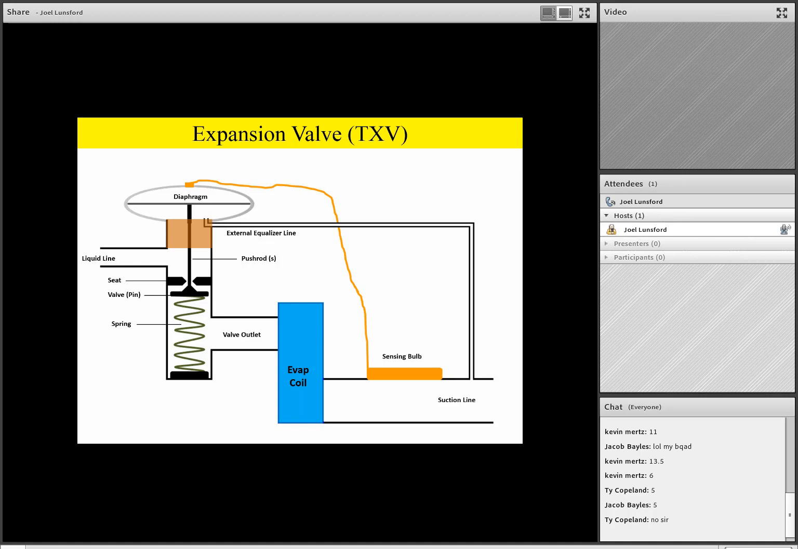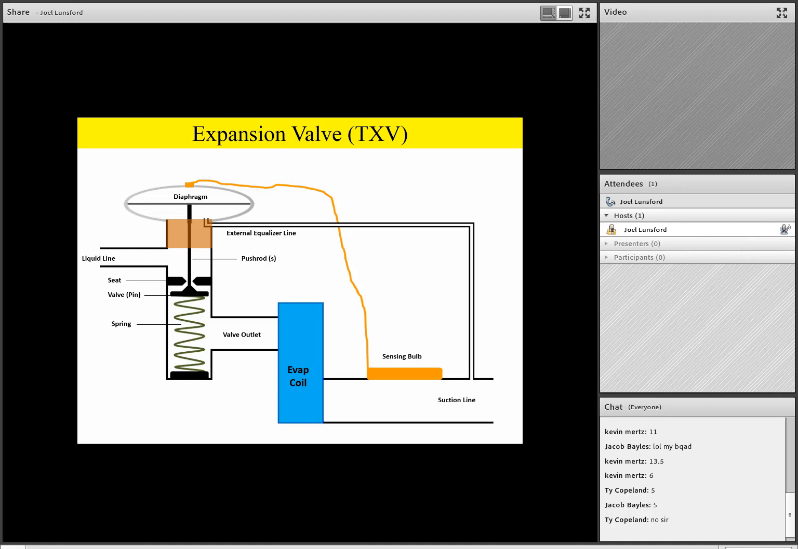As we cool the sensing bulb down, it will ease the pressure up on the diaphragm, and the spring tension on the underside of the valve assembly will start to close the valve off. As the valve closes off, it'll meter less refrigerant into the evaporator coil. It'll start to warm up a little bit, and as a result, the sensing bulb will exert more pressure on top of the diaphragm and open the valve up a little bit. And so back and forth it goes between opening and closing based on the temperature of the sensing bulb.